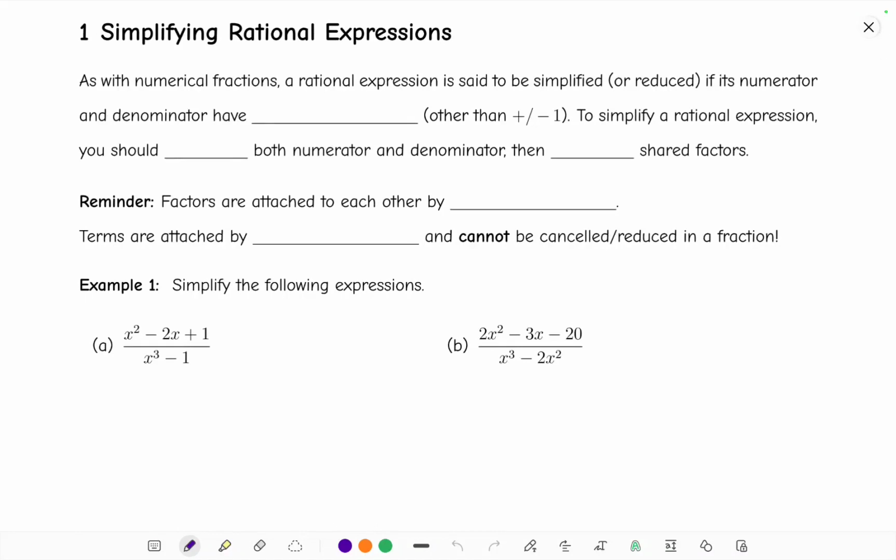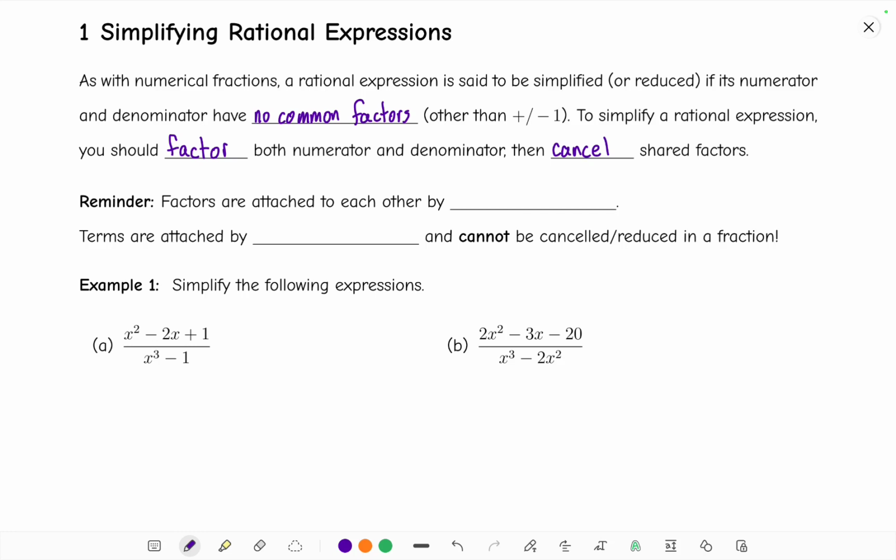As with numerical fractions, a rational expression is said to be simplified or reduced if its numerator and denominator have no common factors other than plus or minus 1. To simplify a rational expression, you should factor both numerator and denominator and then cancel shared factors.